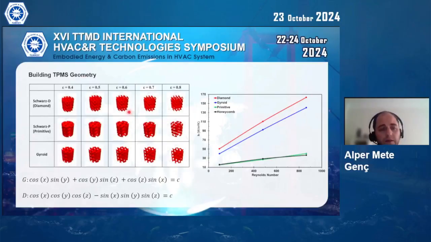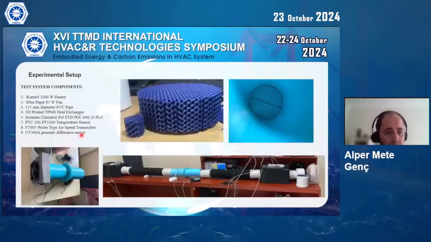And we produced our geometries only at 0.6 porosity due to the time consumption. And as I mentioned, we only use diamond and gyroid geometries here. Actually, as you can see, this is the gyroid geometry, and this is our channel here. This channel, as you can see, and you can see our test system components here.